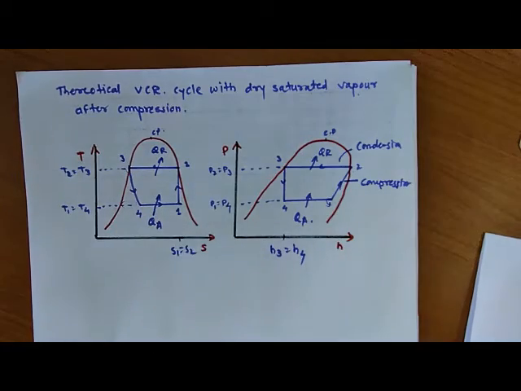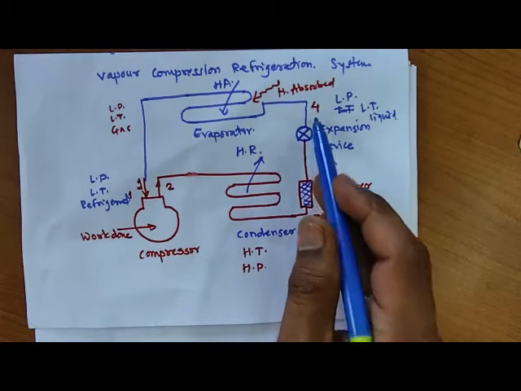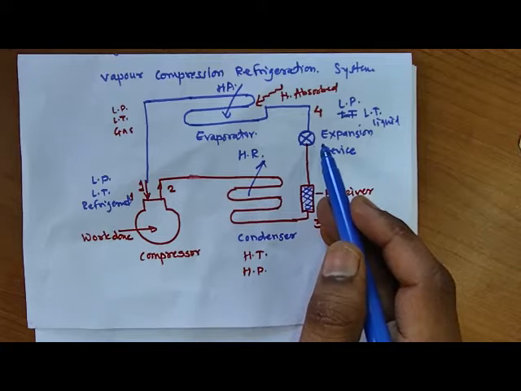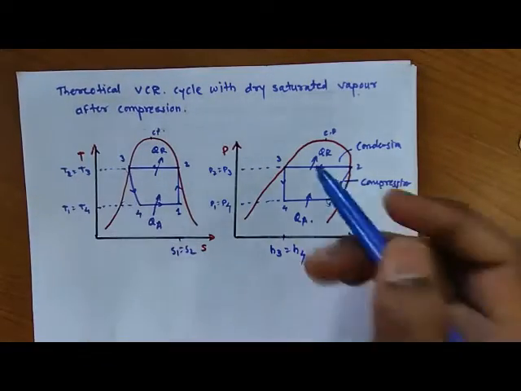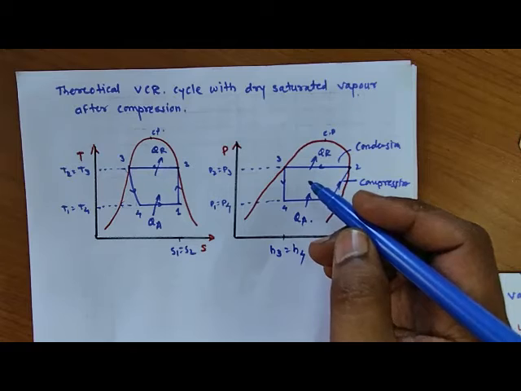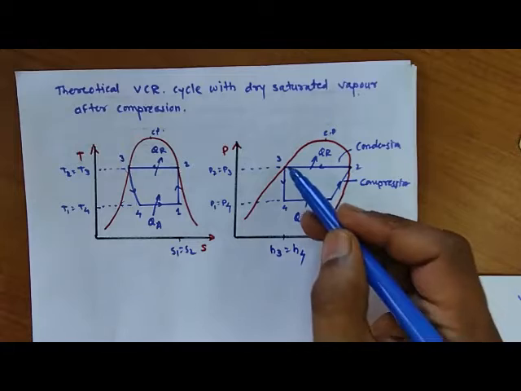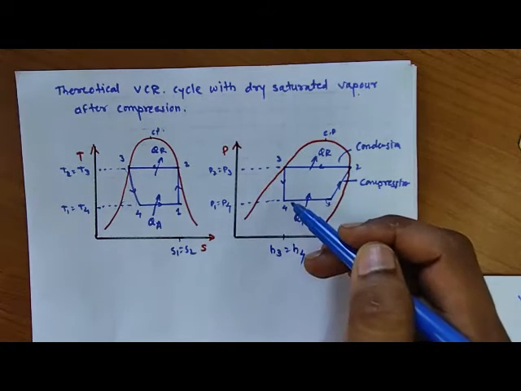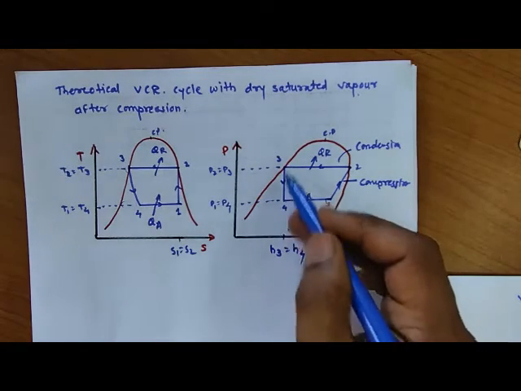Now 3 to 4 we have the expansion process. 3 to 4 is expansion, that means throttling process, and we have already studied in thermodynamics. Throttling process is always considered as a constant enthalpy process, and again we have said that this is a theoretical system, so that's why enthalpy of this process is constant. So if you see in the pressure enthalpy graph, the 3 to 4 process is a throttling process, expansion process, which is available at constant enthalpy. So H3 is equal to H4. So that's why we have the vertical straight line.